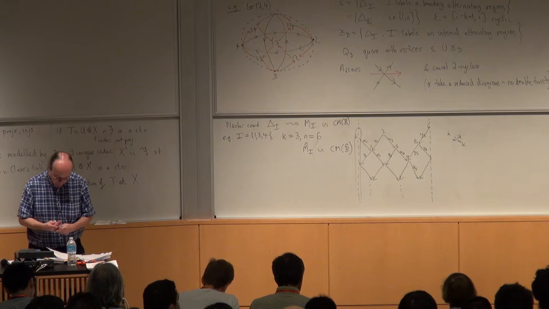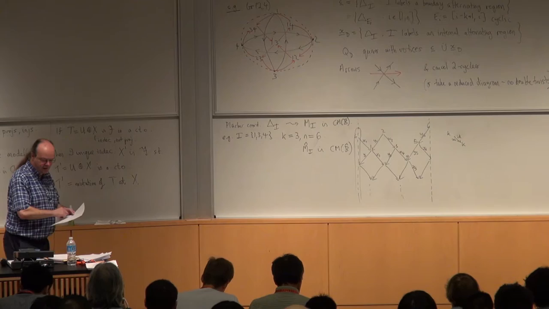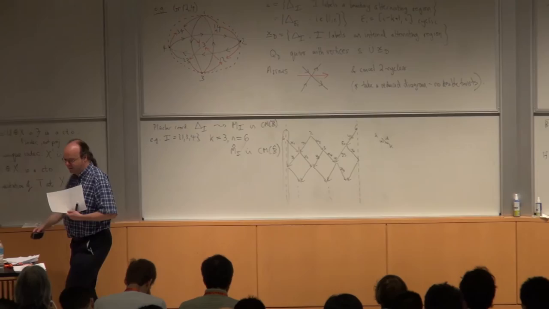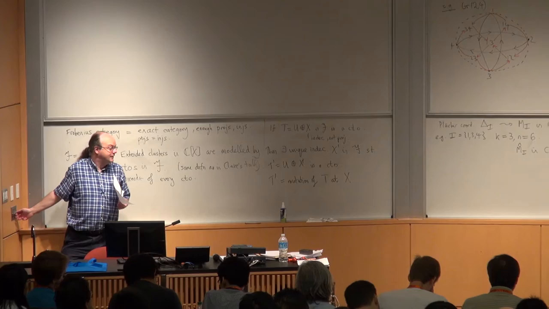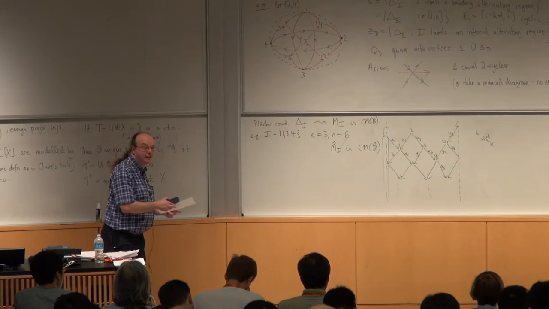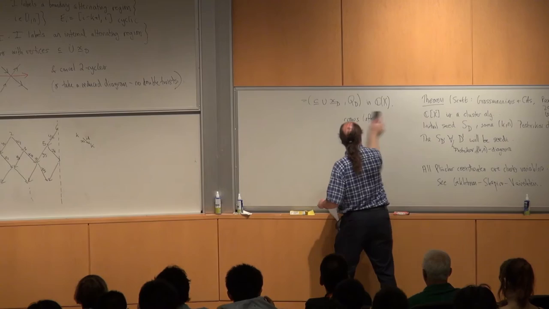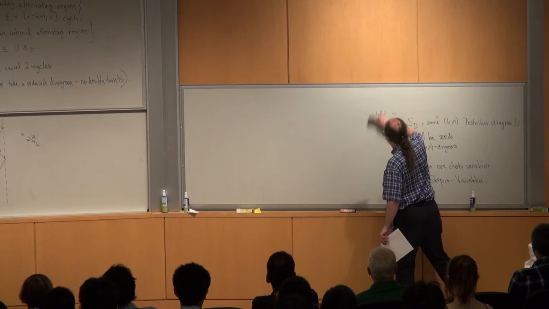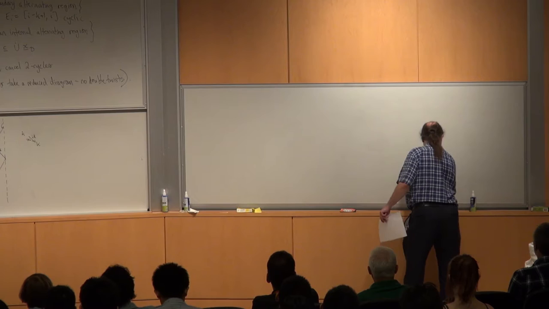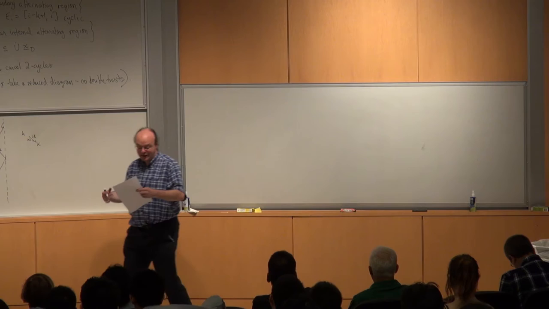Okay, so you have these nice modules here. So when do they give you a cluster tilting object? To understand that, we need to know when the extensions between them vanish. And that should be the same as when the corresponding two coordinates appear in the same cluster. And you can actually read that off the two subsets directly as a combinatorial condition.